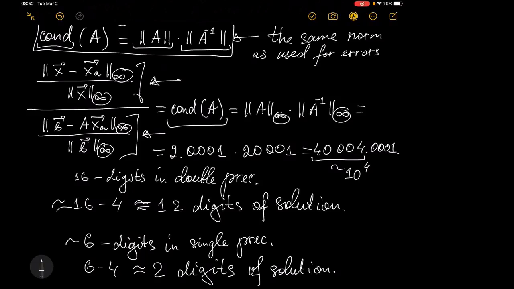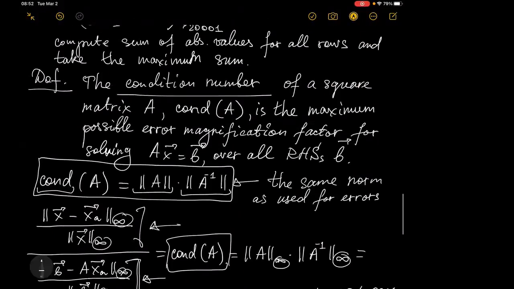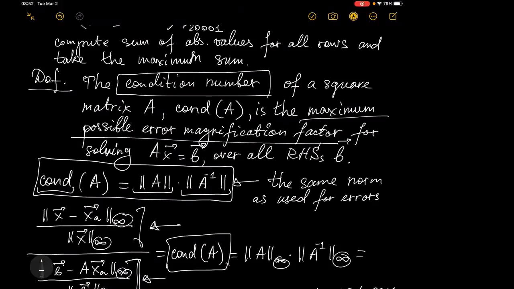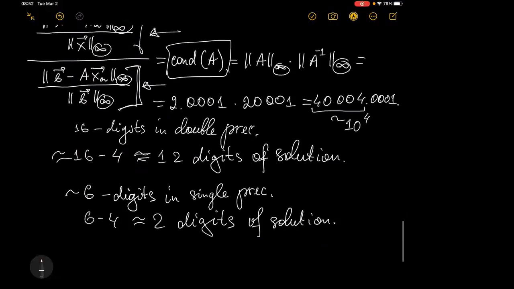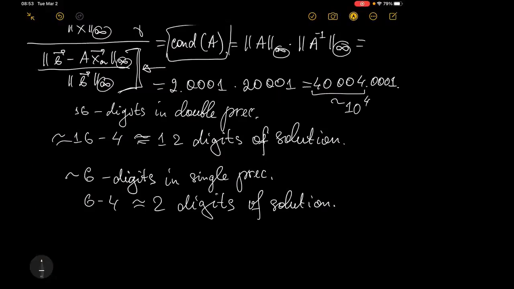So this condition number is a possibility to figure out, using just the relative backward error, the worst case approximation for the relative forward error. Why worst case? Because have a look at the definition of the condition number: it says that this is the maximum possible error magnification factor. So of course, in some cases you can get it a little bit less, but this gives you more or less how many digits you can get in your solution.